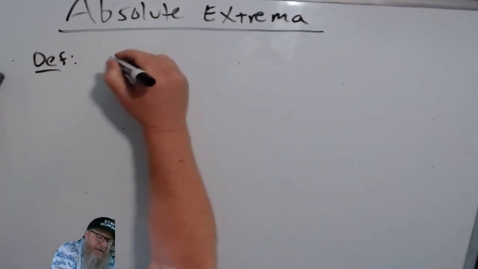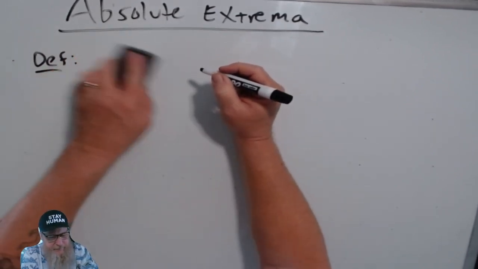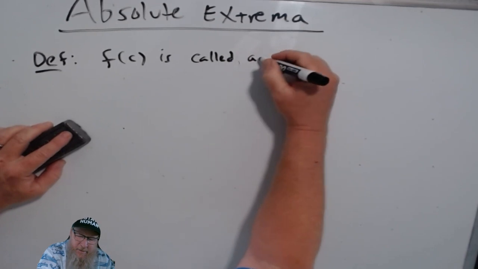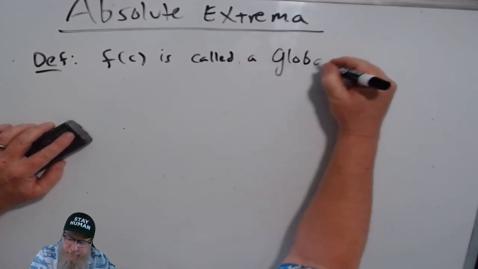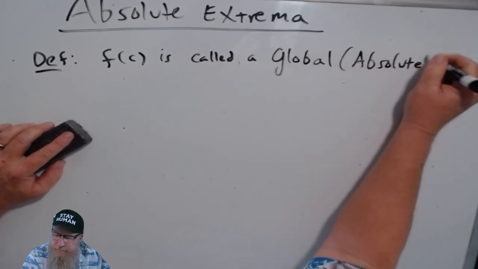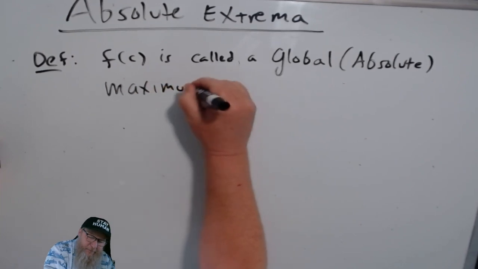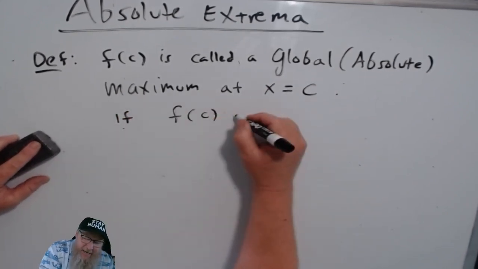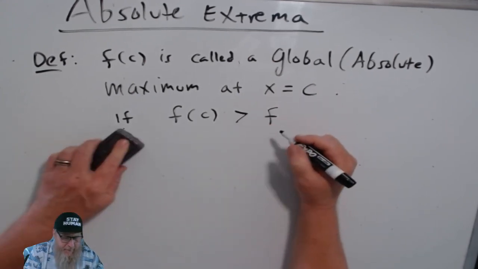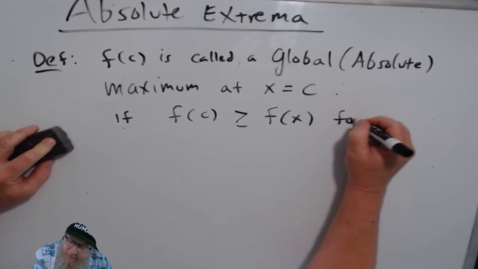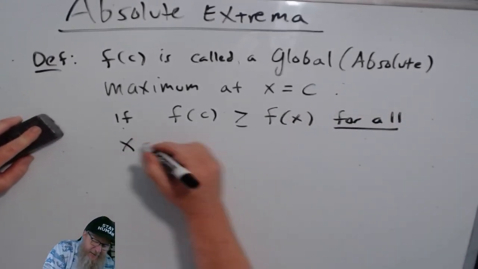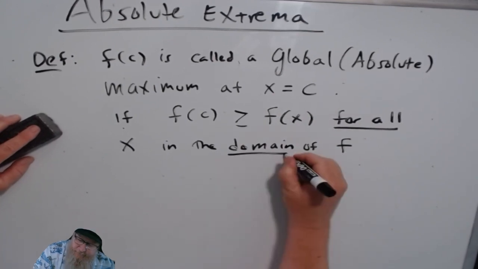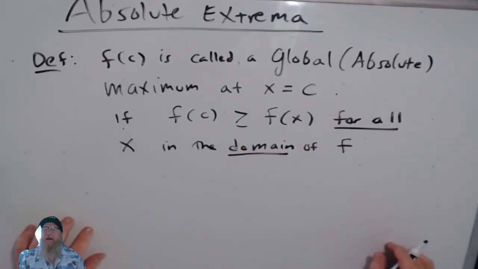So f of c is called an absolute, or a global, maximum occurring at x equals c if f of c is greater than or equal to f of x for all x in the domain of f. Okay, in the domain of f.